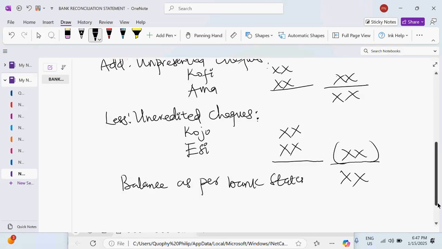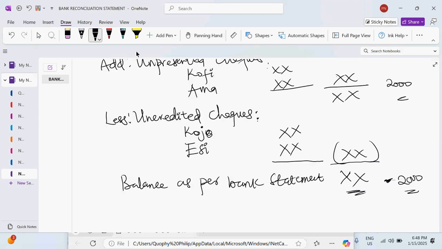You see that in the bank statement question that you'll be getting, the final answer that you get here should be the same amount that you were given in the question. In the question, you'll be seeing the balance as per the bank statement. Let's say in the question, the balance as per the bank statement is 2,000. So here it has to be 2,000.